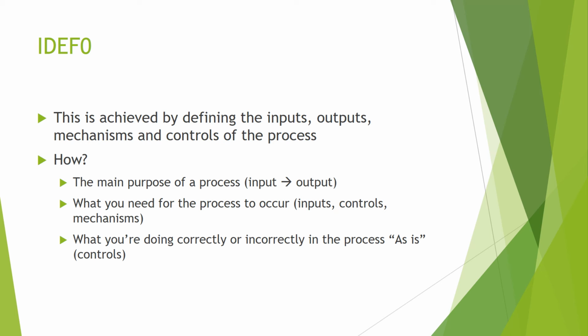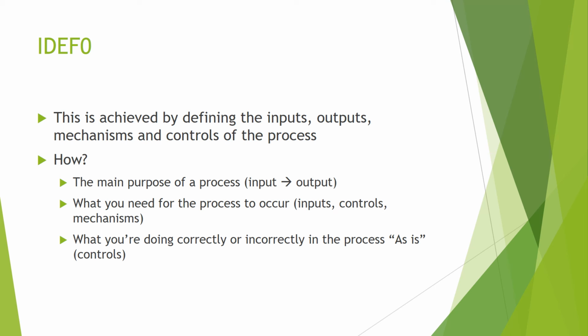How does this help us to achieve what we said in the previous slide? Well, the main purpose of the process is defined when you transform your inputs into your outputs. It's clear to see what is the purpose of the process by watching these two, what you put in the process at the beginning and what comes out of it, right? Then also it helps you to see what you need for the process to occur, right? And this is the inputs, the controls, and the mechanisms.